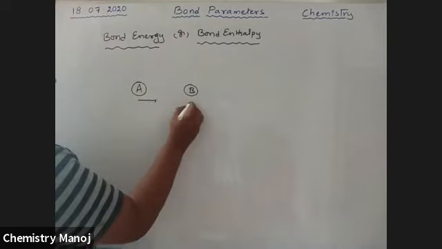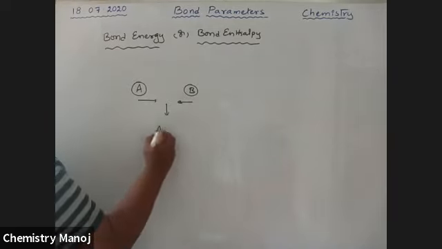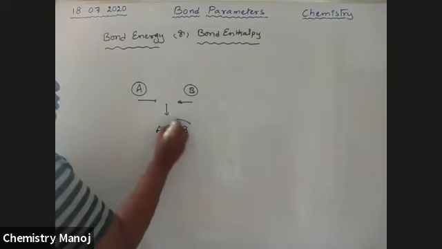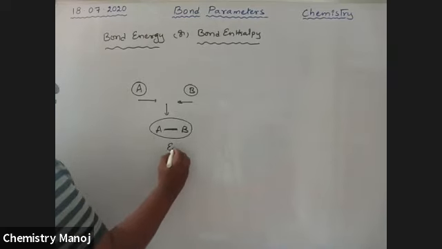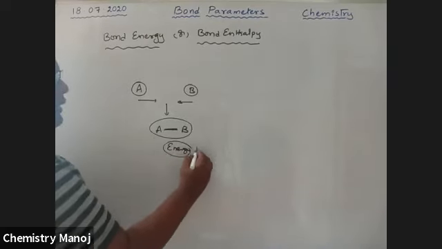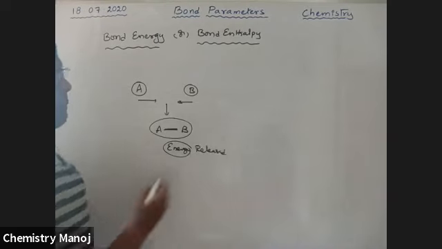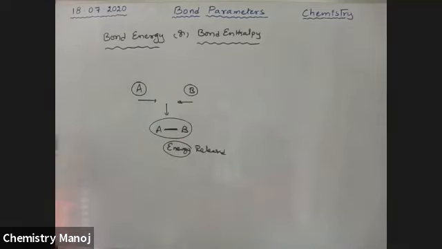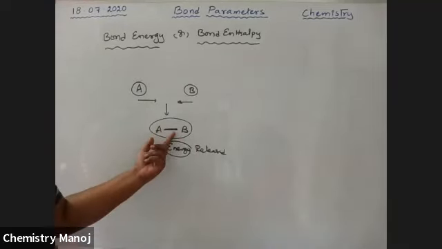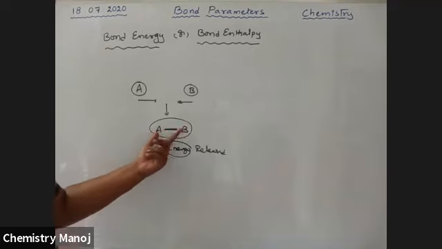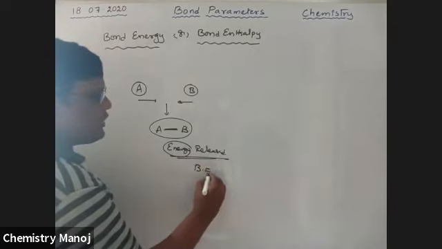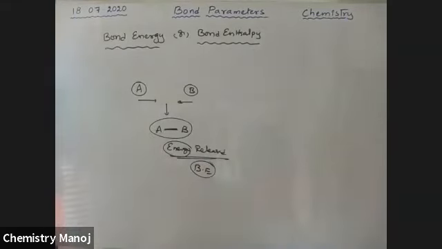So this A and B attract each other and form a bond between A and B. During the formation of this AB molecule, some energy is released because of this attraction. Where there is attraction, energy is released. Between A and B there is an attraction, that's why a covalent bond is formed. During the formation of that covalent bond, energy is released. This released energy is called bond energy or bond enthalpy.